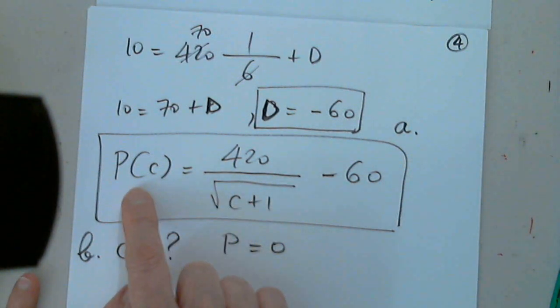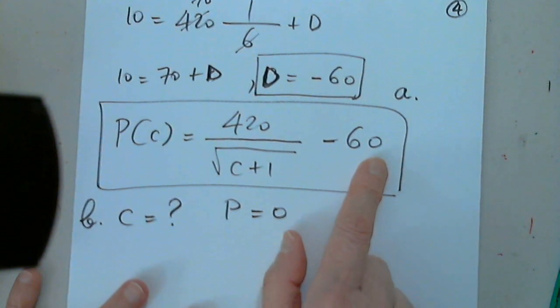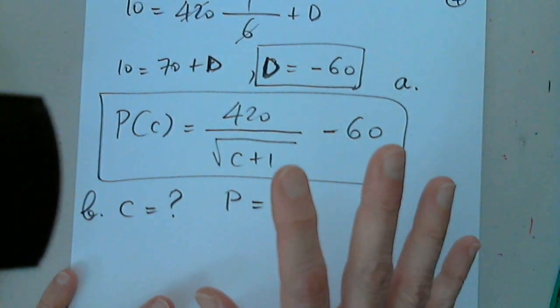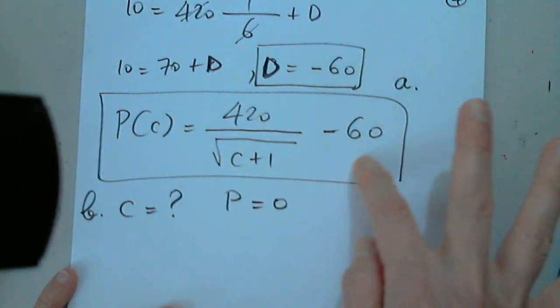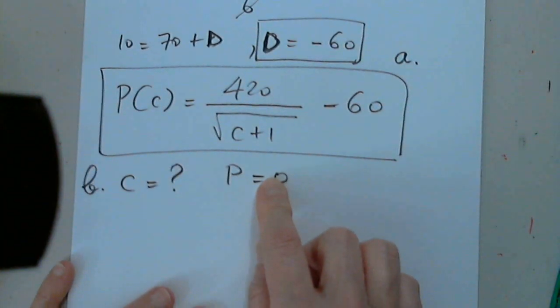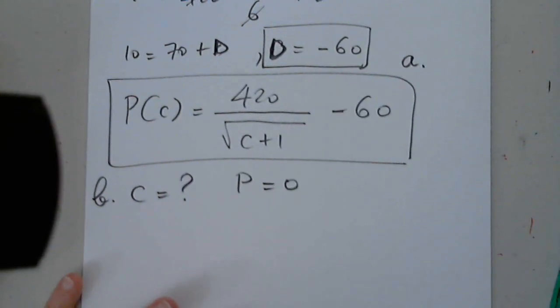So P of C was 420 over the square root of C plus 1 minus 60. So now we're asked to determine the cost for this to be 0, for the break-even point. So how do we do that?